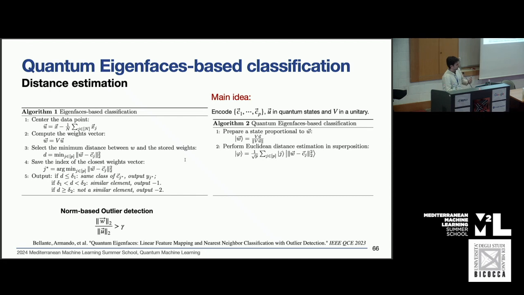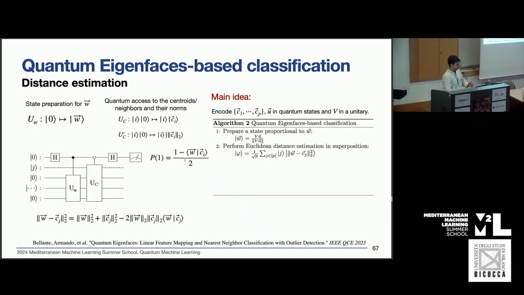Similarly, what you want to do next is compute distances in superposition. And you use another circuit like that, where the probability of measuring one qubit is proportional to an inner product. And from the inner product, you can compute all of these quantities. This is non-trivial because, of course, this UW is the circuit that you used in the previous step. So you have to open those boxes and know what gates are in there.